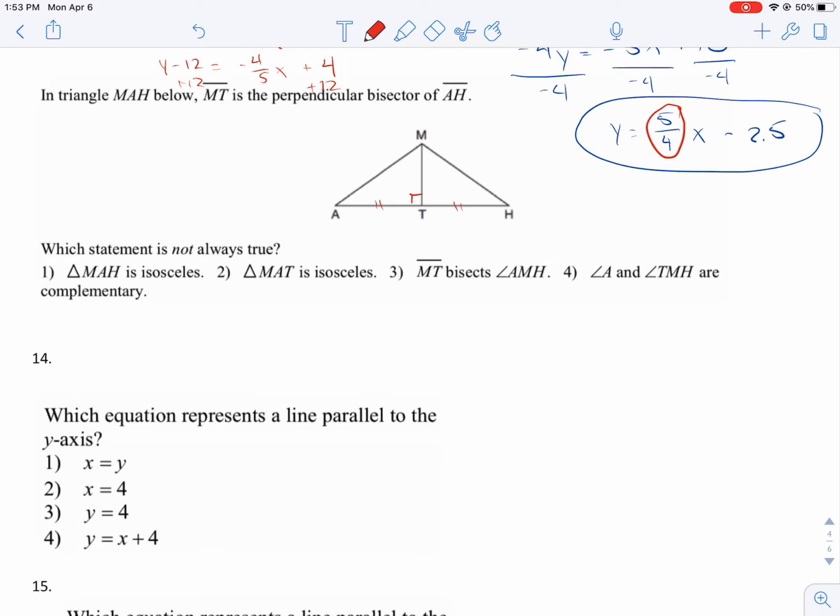Let's read them all. MAH is isosceles. MAT is isosceles. MT bisects the angle AMH, and angle A and angle TMH are complementary. So which statement is not always true? Well, let's think about this here, all right? MAT is isosceles. See, I'm looking at these.